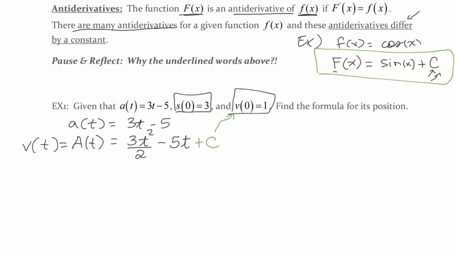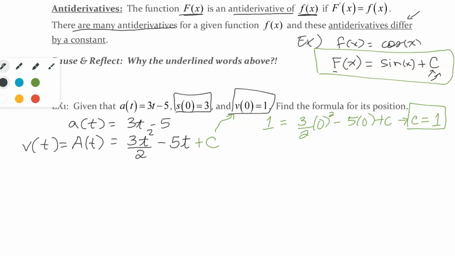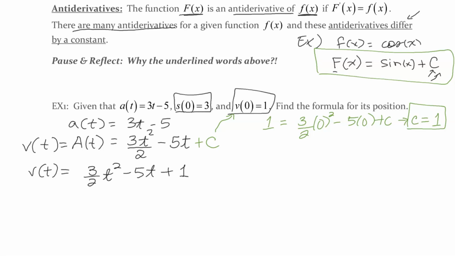So in this case, we were given that v of 0 is 1. That means when t is 0, the velocity is 1. So I would have 1 equals 3 over 2 times 0 squared minus 5 times 0 plus c. So in this case, we would say c is 1. Okay, now that we know c is 1, then that specific velocity function for this particular scenario, v of t, is going to equal 3 over 2 t squared minus 5t plus 1.